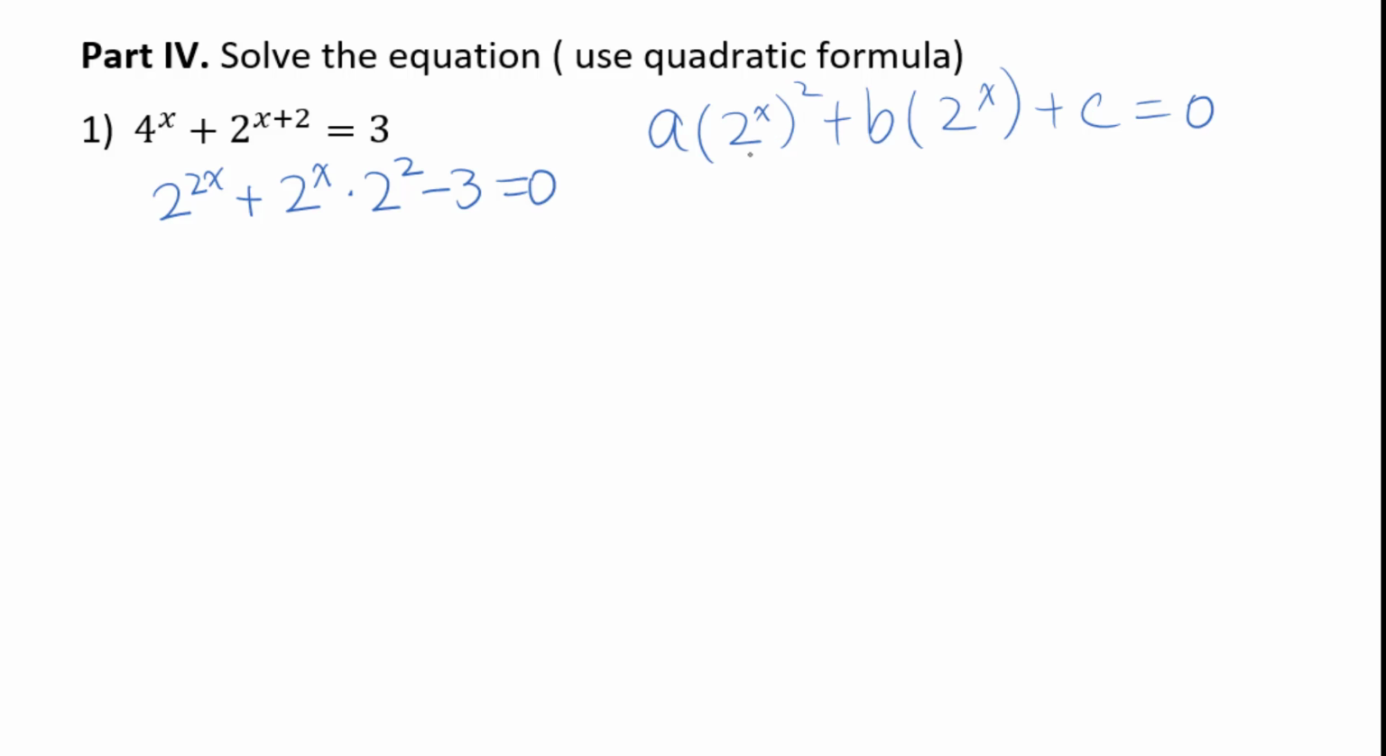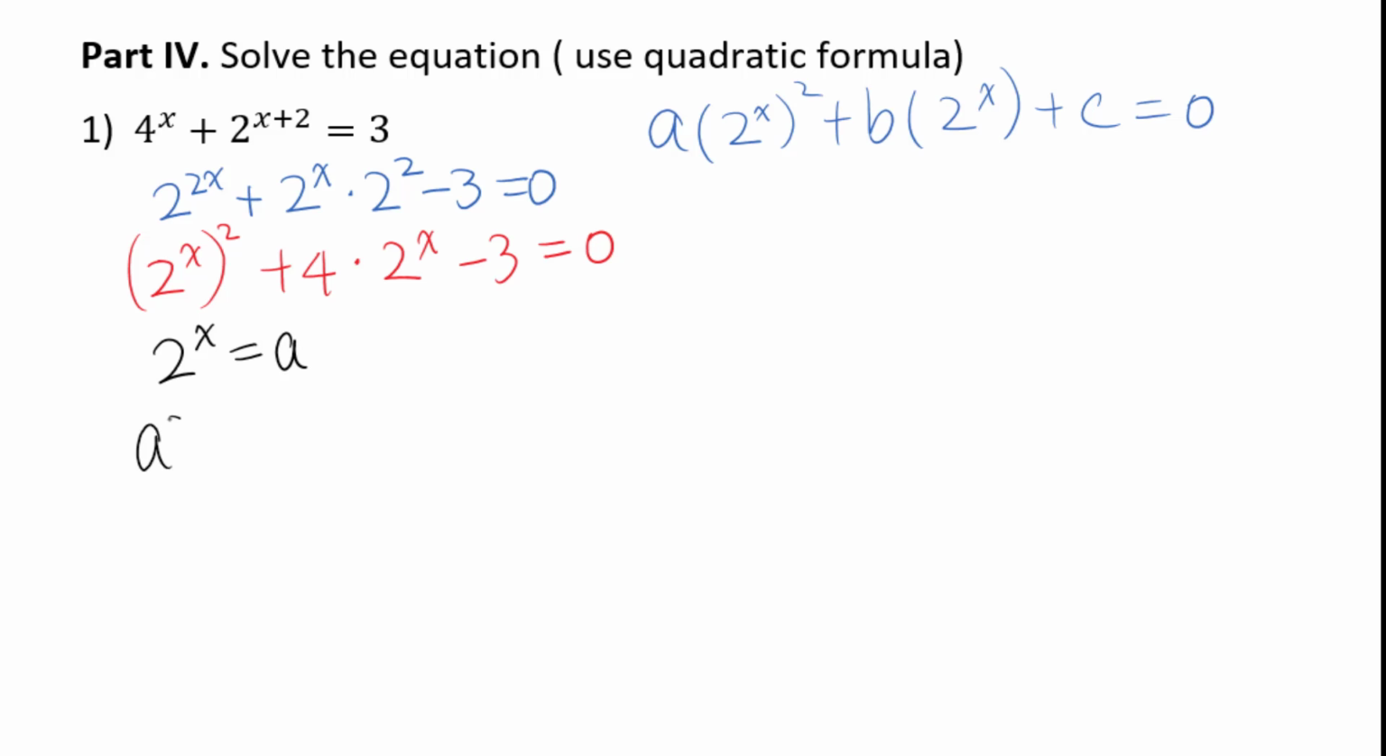For the quadratic pattern, you have to turn it into equal to 0 form. Then we will get the 2 to the x power squared. 2 squared is 4, so plus 4 times 2 to the x power minus 3 equals 0. Let 2 to the x power equal a. So we have a squared plus 4a minus 3 equals 0.